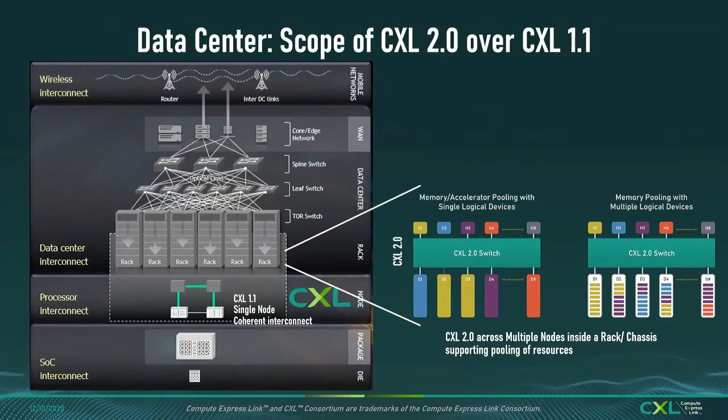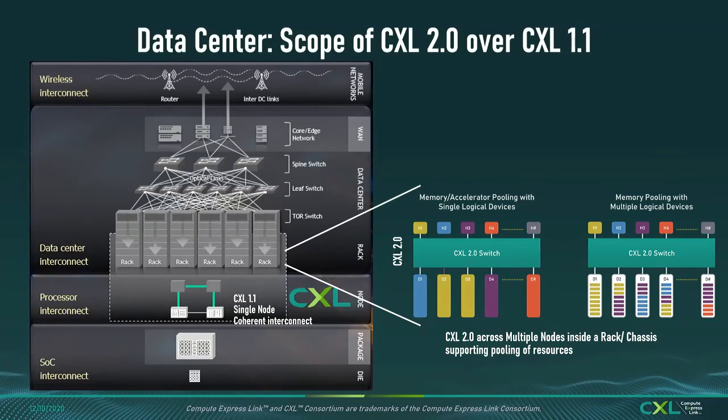So when we take a look at a data center, where's the scope of CXL 2.0 over CXL 1.1? On the bottom left, we can see that CXL 1.1 was really focused on single node connectivity, right within the processor interconnect. And as we expand into CXL 2.0, one of the major changes and the focus for CXL 2.0 was the introduction of switching.